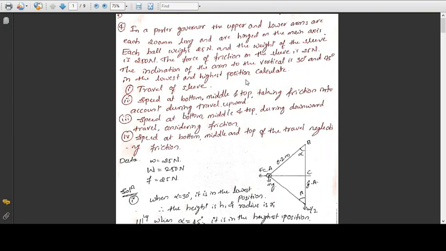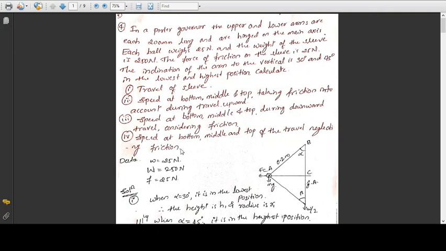position respectively. So calculate: first, the travel of the sleeve; second, the speed at bottom, middle and top taking friction into account during travel upward; third, the speed at bottom, middle and top during downward travel considering the friction; and fourth, the speed at the bottom, middle and top of the travel neglecting the friction.